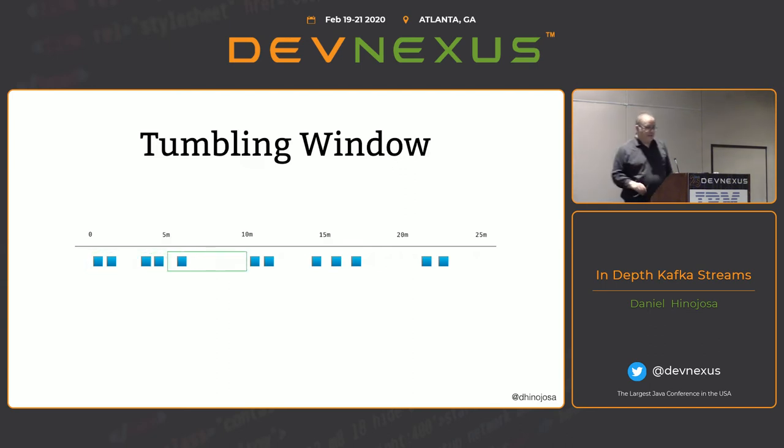So here's that tumbling window. These are standard ways of describing windows in streaming. A tumbling window would be, let's say I have 5 minutes and I want to shift by 5 minutes.